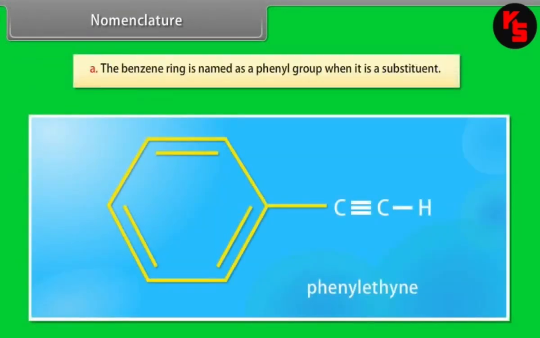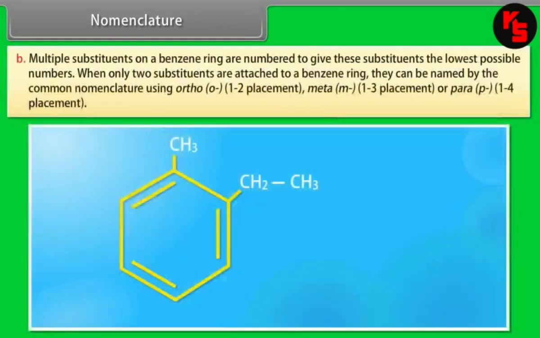A. The benzene ring is named as a phenyl group when it is a substituent. B. Multiple substituents on a benzene ring are numbered to give these substituents the lowest possible numbers. When only 2 substituents are attached to a benzene ring, they can be named by the common nomenclature using ortho, o-, 1 to 2 placement, meta, m-, 1 to 3 placement, or para, p-, 1 to 4 placement.